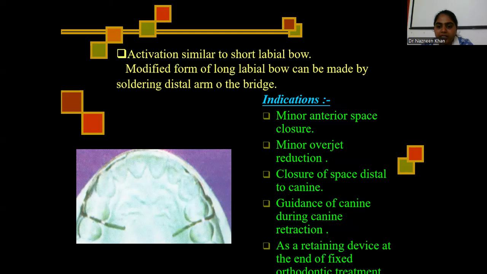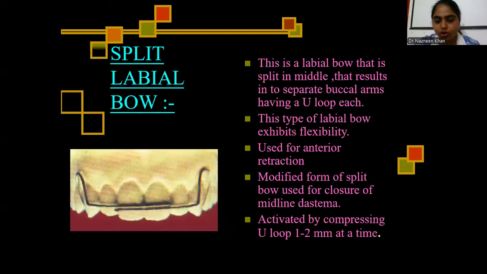Indications: minor anterior spacing closure, minor overjet reduction, closure of space distal to the canine, guidance of the canine during canine retraction, and as a retentive device at the end of fixed orthodontic treatment.